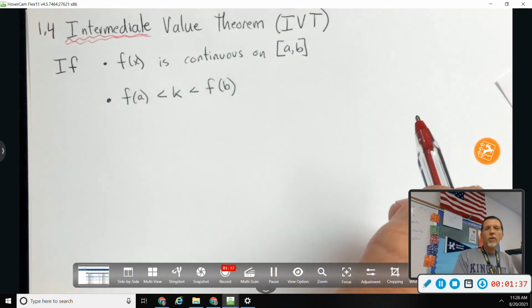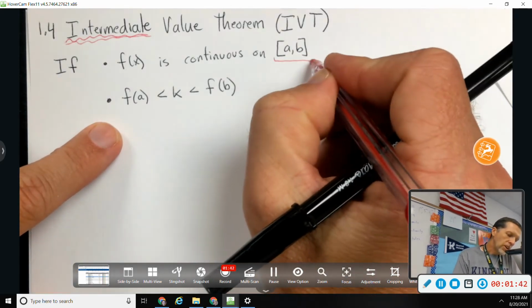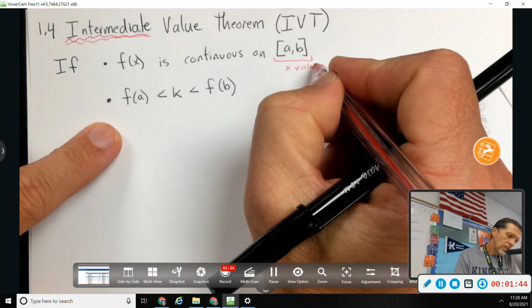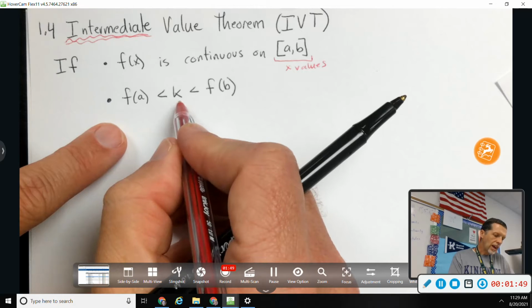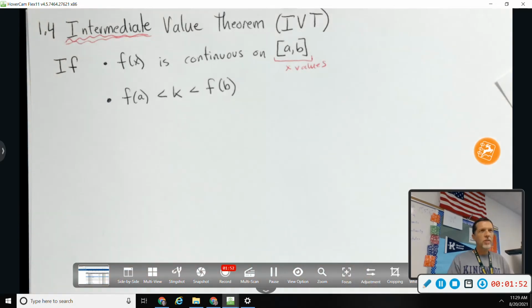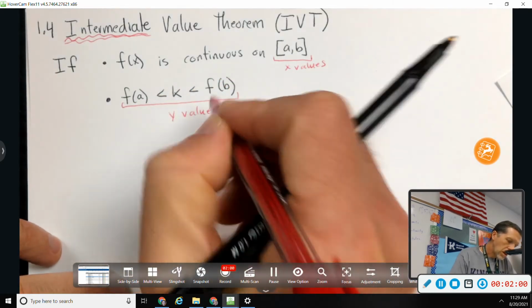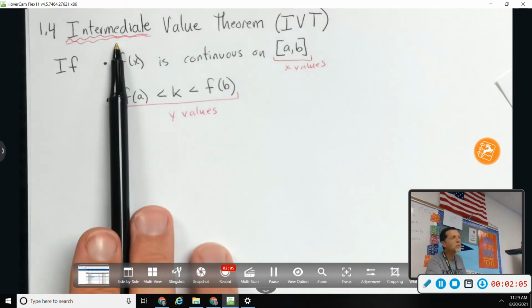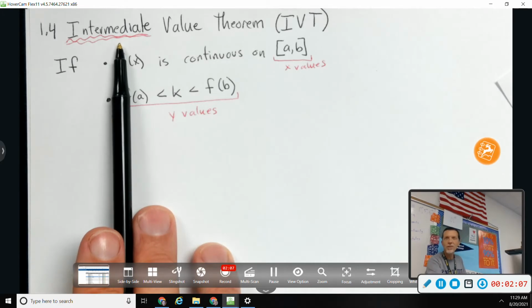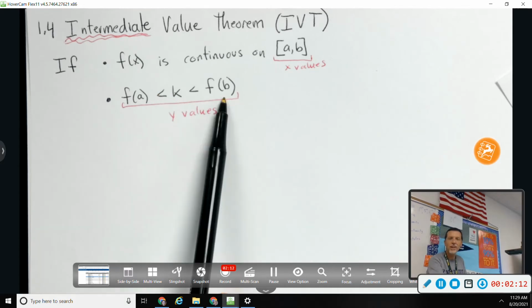First period asked a great question about this that I think really helps clarify. A and B, those are x values. F of A and K and F of B, what kind of values are those? Y values. And even though we don't really know what's going on yet, we get our first glimpse of intermediate. Intermediate being in the middle, right? K is intermediate to F of A and F of B. It's in the middle of them.